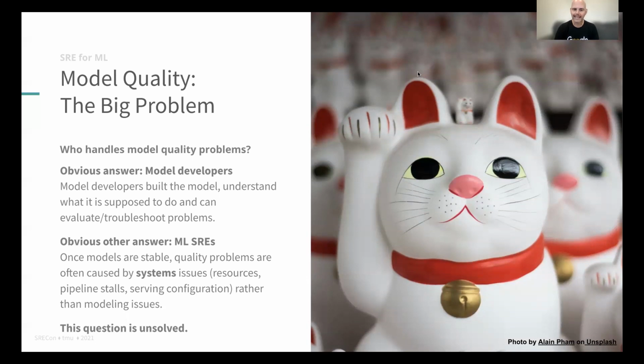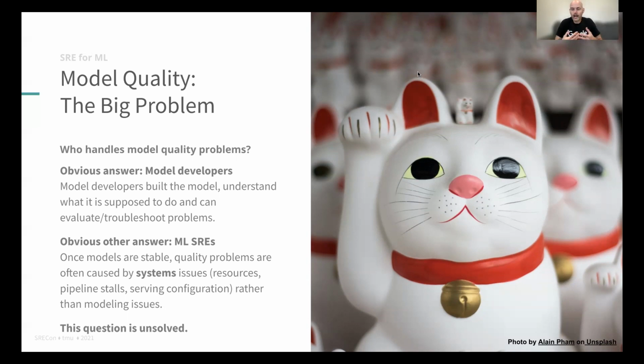So who handles model quality problems? And how do we discover them and how do we escalate them? Well, the obvious answer, and throughout the history of machine learning SRE, this was the answer we tried to use only partially successfully for the longest period of time, was model developers handle model quality.